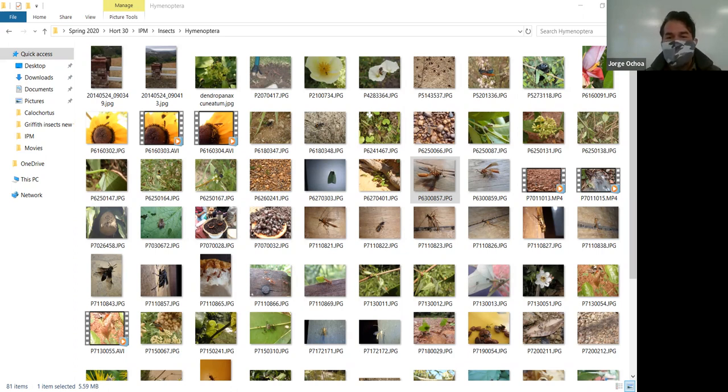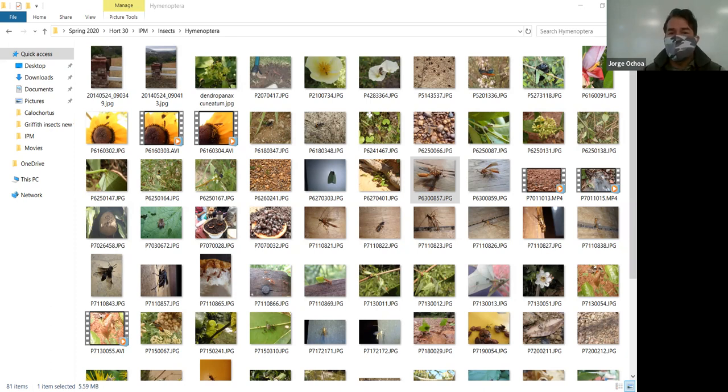It doesn't do that. And then we have what is known as tarantula hawks. This is one of the largest wasps that you're going to find here in California. The genus is Pepsis, like the soft drink. Pepsis, and they're tarantula hawks.